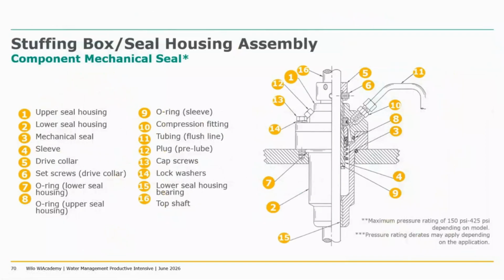If your requirement is completely watertight, then you have to rely on a mechanical seal. What's shown here is just one example of a mechanical seal. You have 16 different components, but really you have the stationary face, sealing face, and the rotating face below. With the component 11 tubing, you introduce a water flush line to lubricate the sealing faces. This mechanical seal works for pressure ratings from 150 psi to 425 psi, depending on the model.